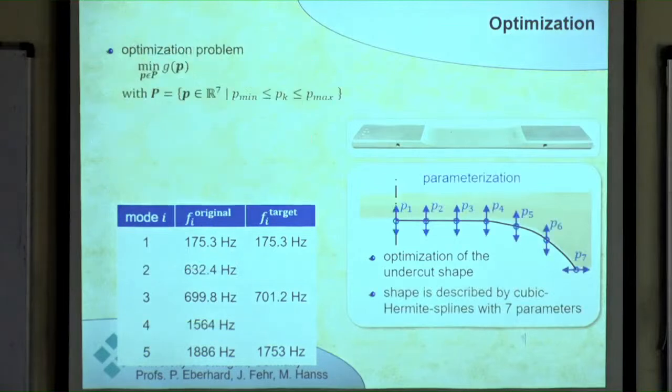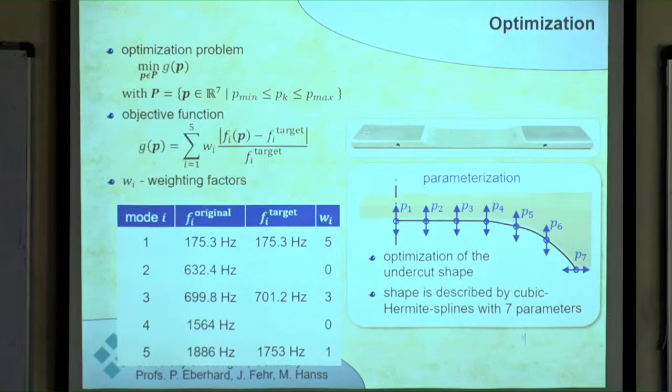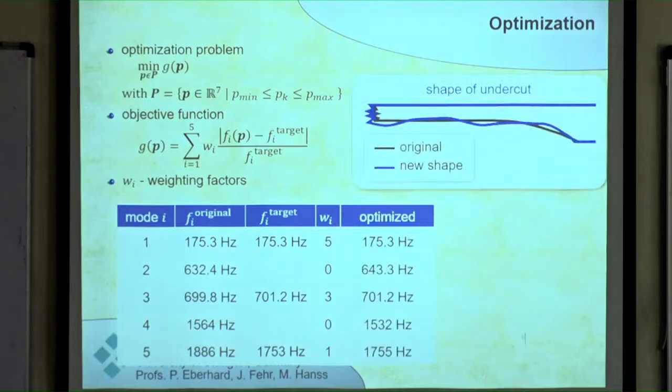We defined some control points, moving up and down these points, and then we run optimization. The objective function was to be as close as possible to the target frequency. We added some weighting functors. This is typical optimization, shape optimization. We can do it. And then a nice shape of the undercut resulted.